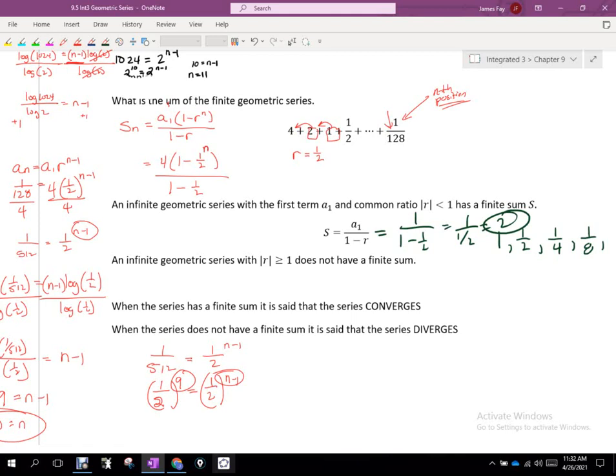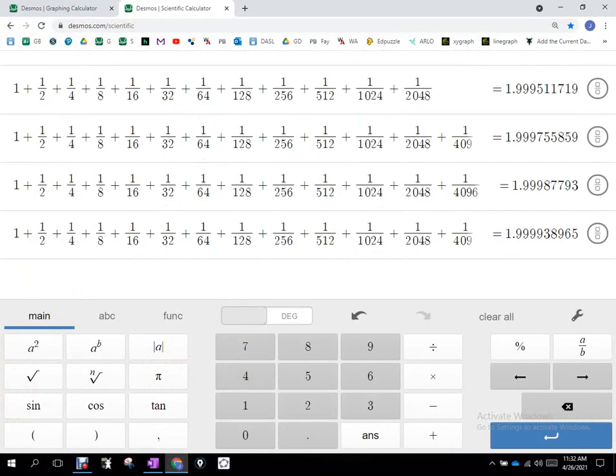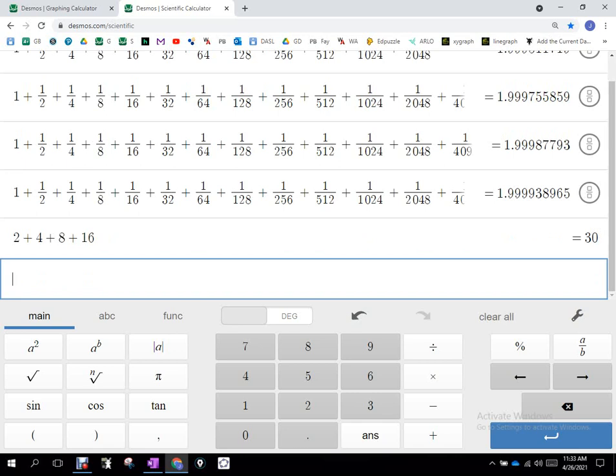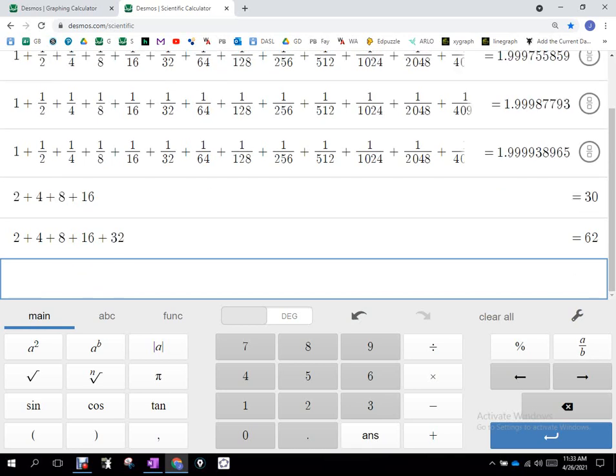Now, if that does not happen, if your r value, so let's say r was 2. Now just think about this. If r was 2, the first term would be 2, second one would be 4, next one would be 8, next one would be 16, right? Add those together, I get that. Do that sequence again, but add the next term, you get 62.